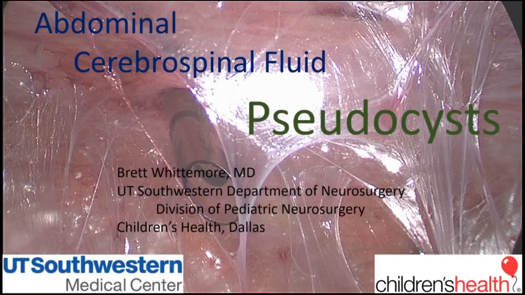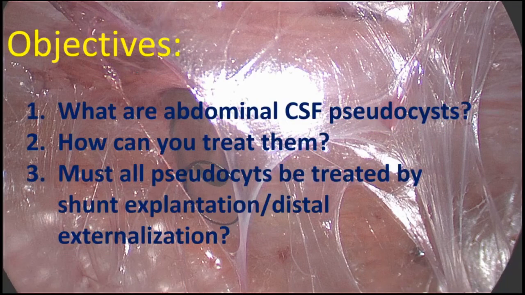So the talk today is on abdominal cerebrospinal fluid pseudocysts. And the objectives are just to talk about what they are, what we know about them, how they are treated traditionally, and how they can potentially be treated. And then the final question is, do all pseudocysts need to be treated by explanting the whole shunt, or at least taking the distal end of the shunt out of the peritoneal space?